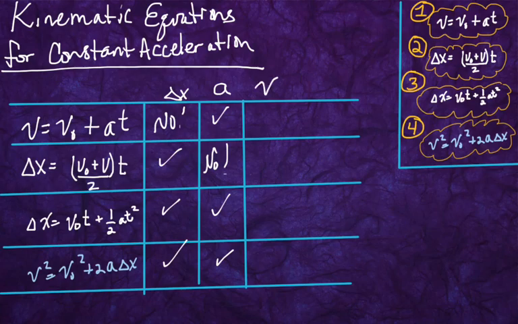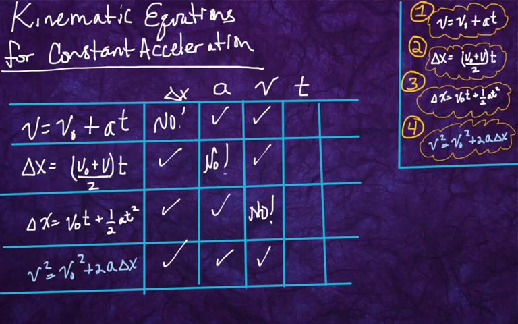Okay. Velocity. Is velocity in the first one? Uh-huh. Is it in the second one? Yes. Is it in the third one? No. Is it in the last one? Yep. Okay. What's the last variable that I'm going to use? t. Time. Is it in the first one? Uh-huh. Is it in the second one? Yep. Third one? Uh-huh. Fourth one? No.